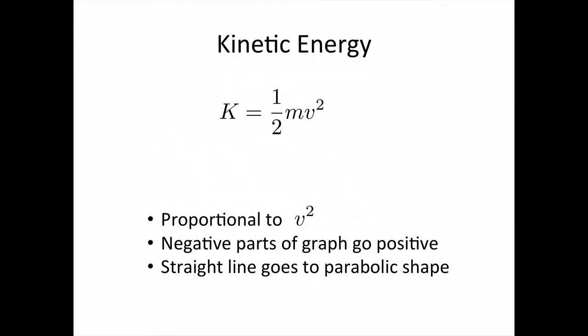Kinetic energy K is proportional to velocity squared, so you need to think about what that graph would look like. Firstly, any negative parts of the velocity graph would have positive kinetic energy, and K is proportional to velocity squared, so that if the velocity graph is a straight line, the K graph will be a parabola. K also depends on mass, so that has to be taken into account too.